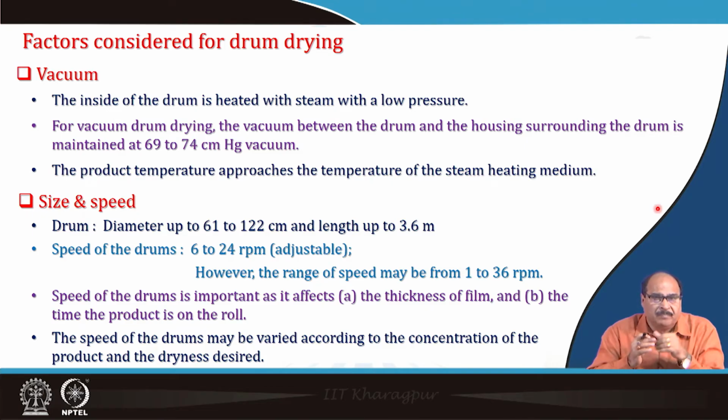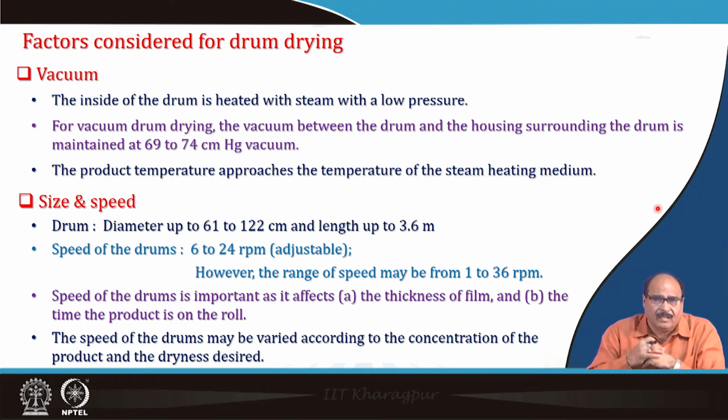Okay, and so basically here in the case of vacuum, the inside of the drum is heated with steam at a low pressure. Then size and speed: the diameter of the drum may be up to 61 to 122 centimeter, and length may be up to 3.6 meter or so. Speed may be from 6 to 24 RPM. However, it is adjustable. It has to be adjusted depending upon the material characteristics.